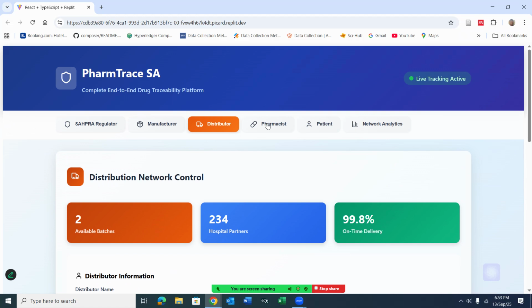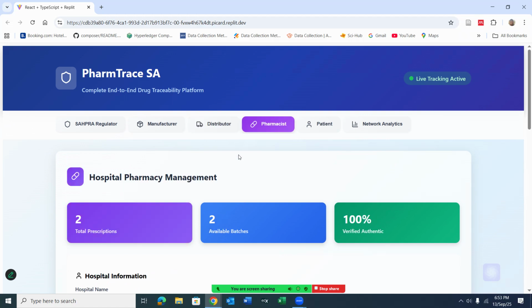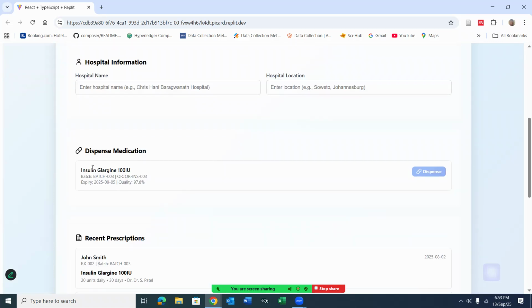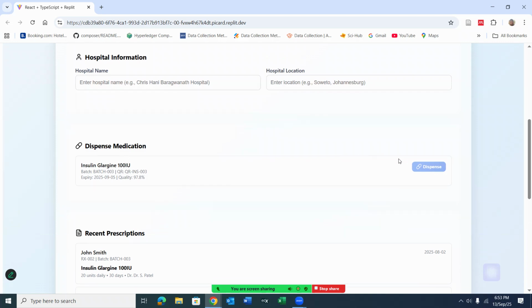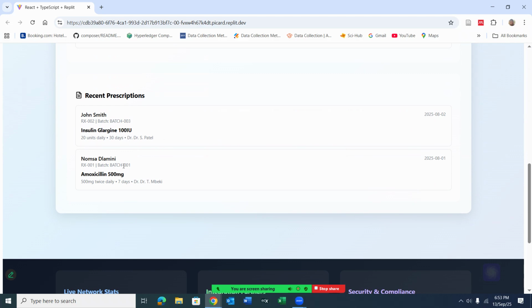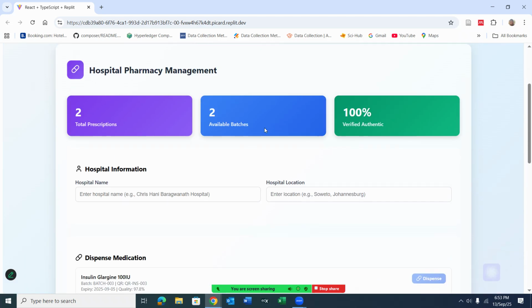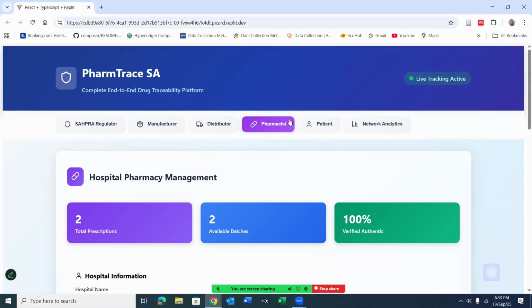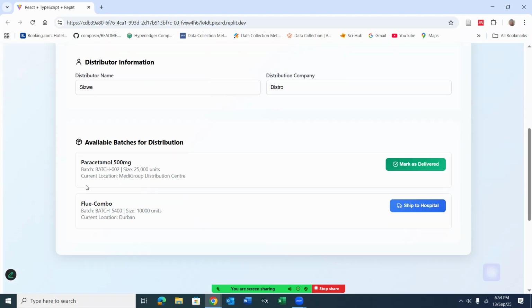So now if we go to the pharmacist or into the hospital dashboard, we can see that we have the insulin available for dispense. Then these are just the two medications that were dispensed a long time ago, 30 days ago, 7 days ago. So previously. Now we were just looking at what we have, but let's come back to the distributor because we are working with the flu combo, right? If we come back to the distributor, we see that the flu combo is still on its way.